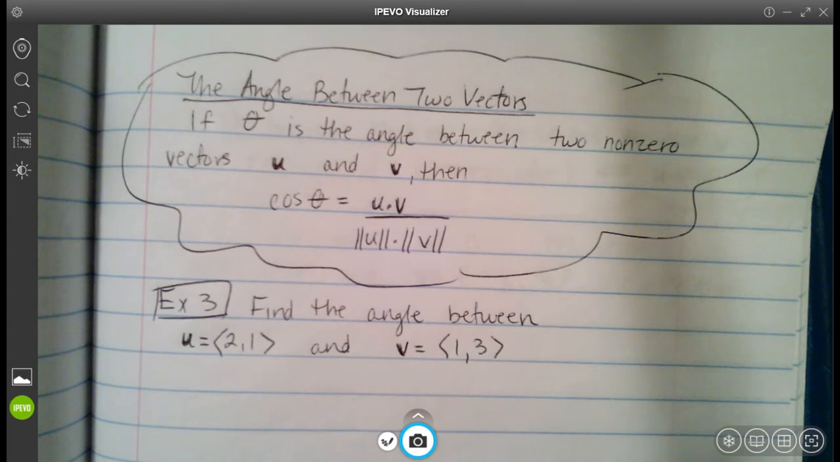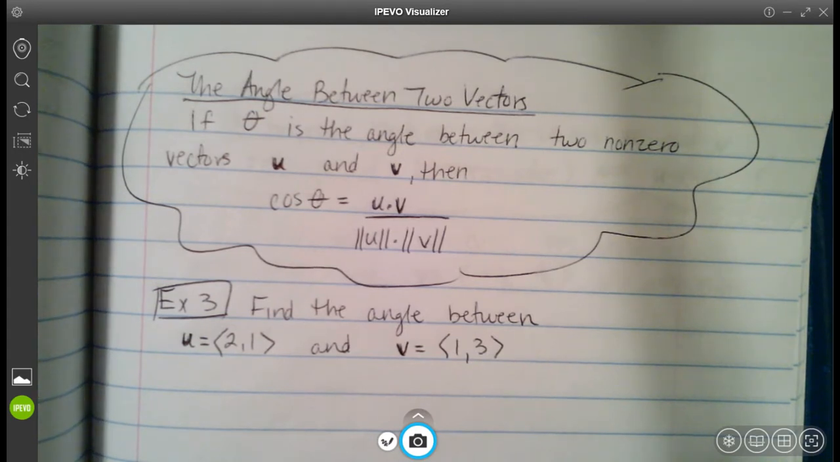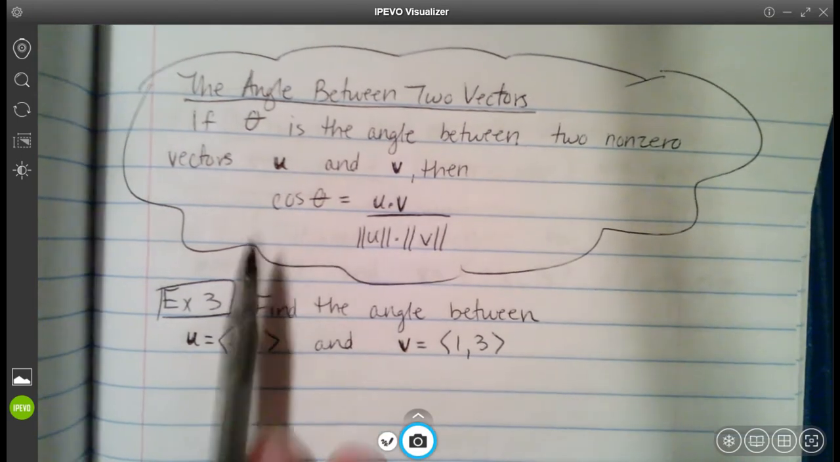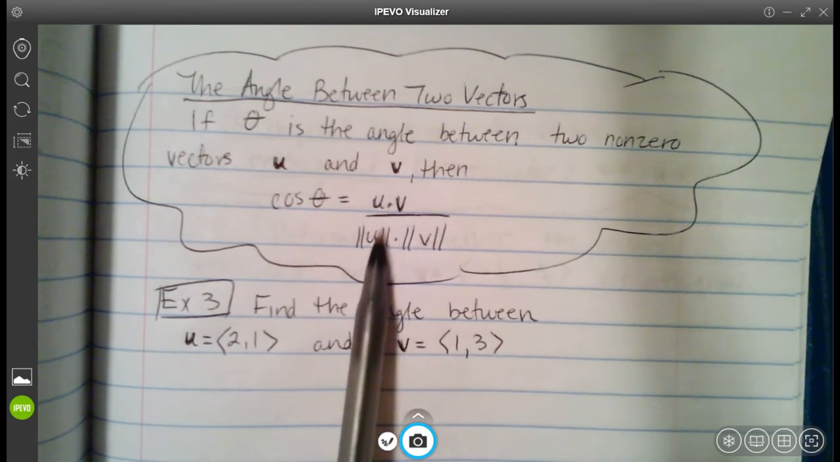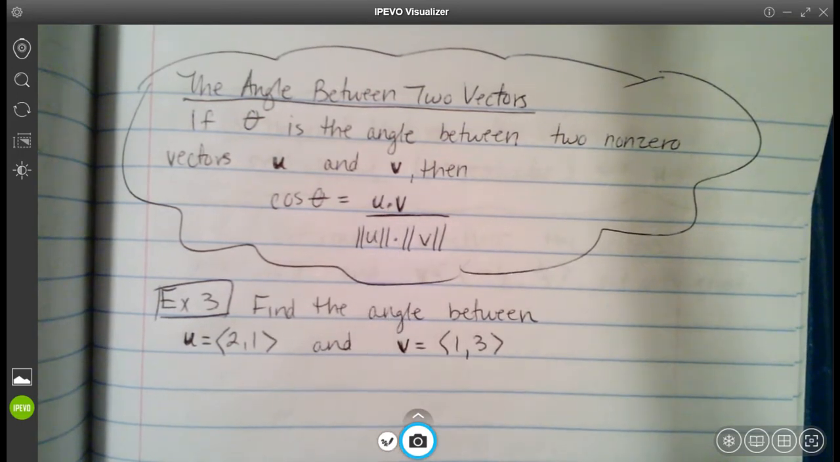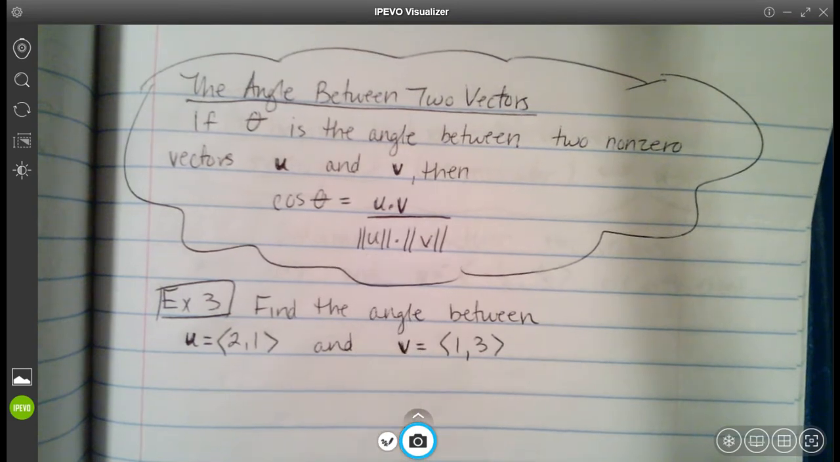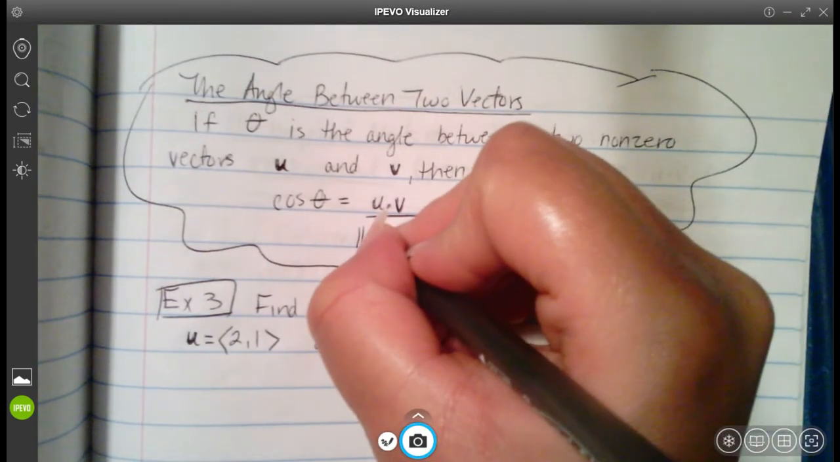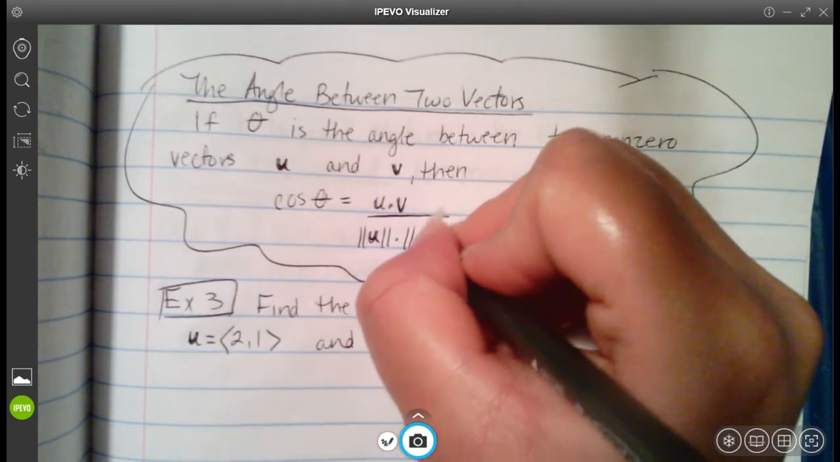Okay, so now we're going to use a little bit of trig, nothing too crazy. We're going to use cosine. Okay, we have that if theta is the angle between two non-zero vectors u and v, then cosine of theta is equal to the dot product divided by the product of the magnitudes of each of those vectors. So if all those words were a little bit much, just follow the formula, guys.